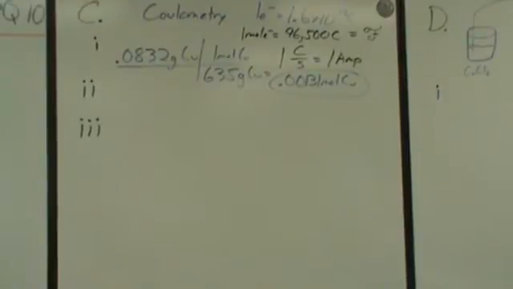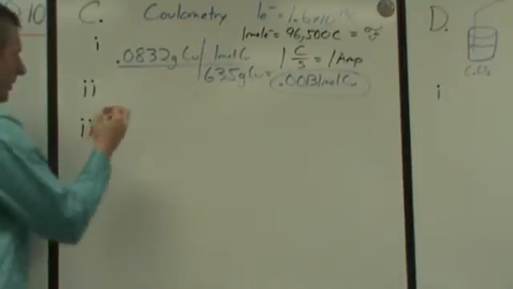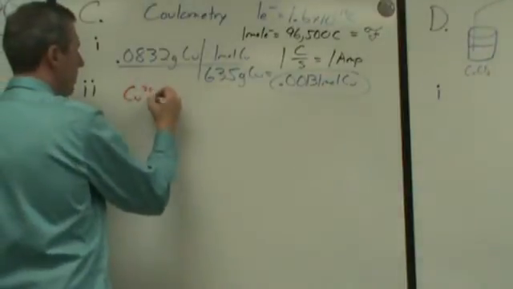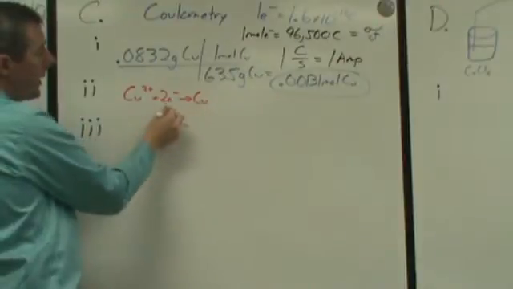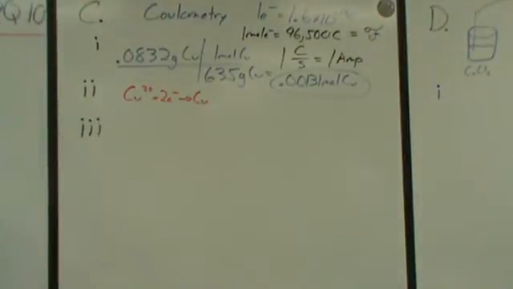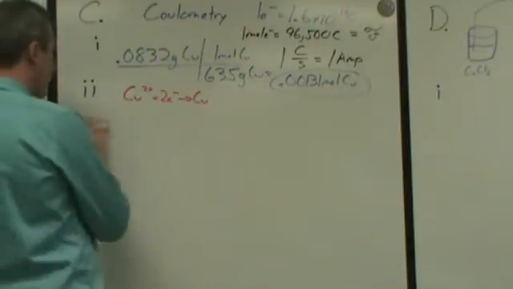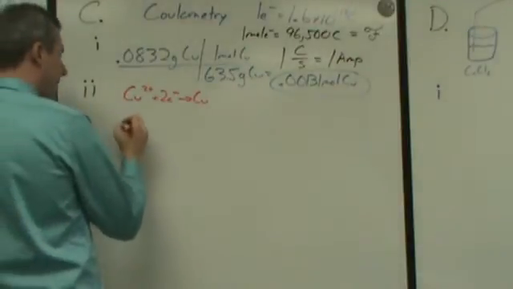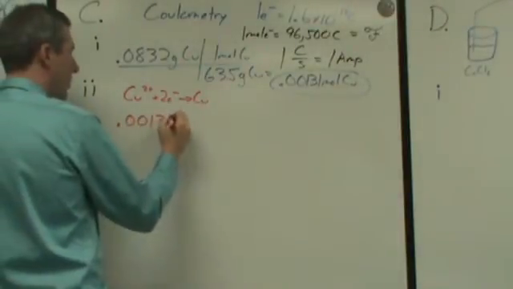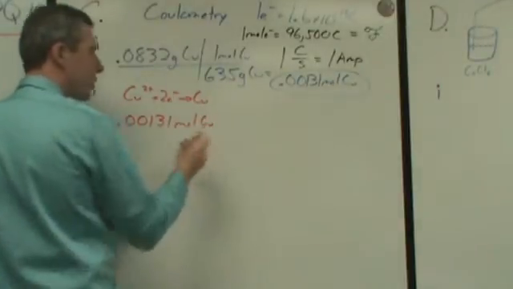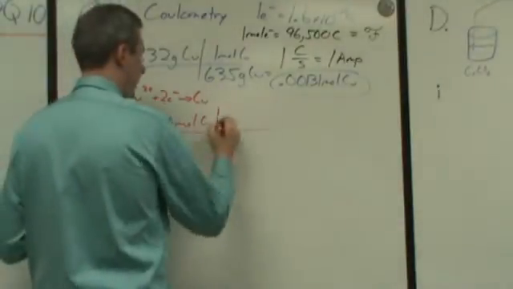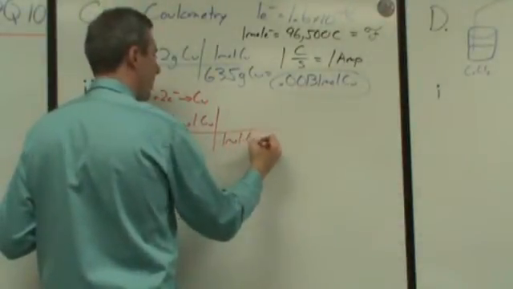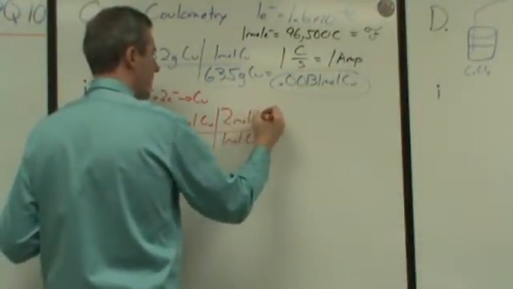Part 2 says how much charge did it take to accomplish that? The idea it's getting at is that my first equation was copper 2+ plus 2 electrons turns to copper. In order to make a mole of this, I need 2 moles of electrons. So I can take this answer, 0.00131 moles of copper, and do a stoichiometric conversion between copper and electrons. Each mole of copper required 2 moles of electrons.